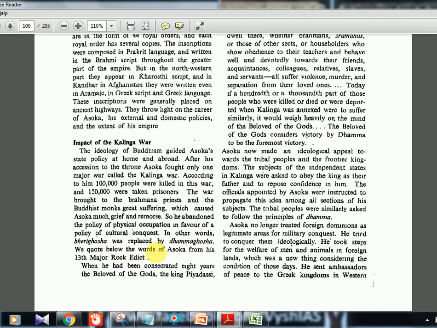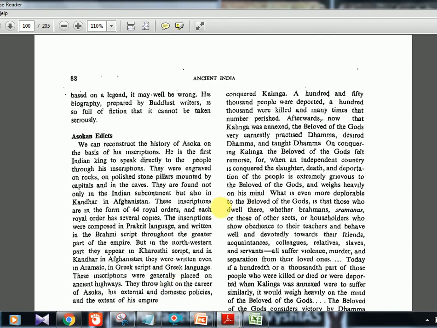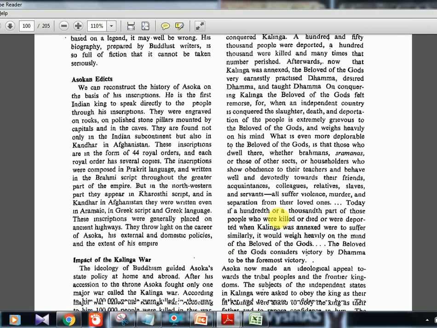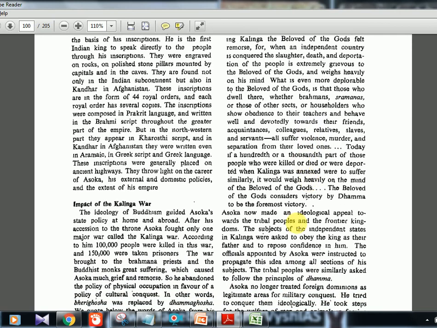We quote the below words of Ashoka from his 13th major rock edict. A lot of rock edicts come up in MCQs, so you will get a lot of questions based on that. The 13th major rock edict says: when he had been consecrated 8 years, the beloved of the gods, the king Piyadasi, something is there, I'm not going to read it. Some people were deported. Kalinga was annexed. Not much important. The justice was already explained above, Bheri-Ghosha to Dhamma-Ghosha. Then he just tells the count of how many people died, how many were displaced, and all those things. So it's not required. That whole paragraph I'm skipping.